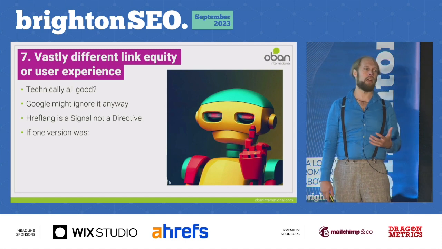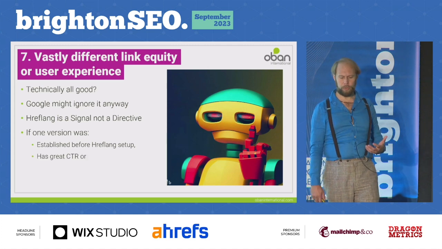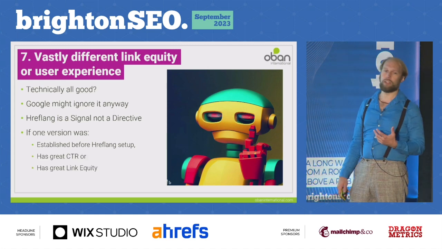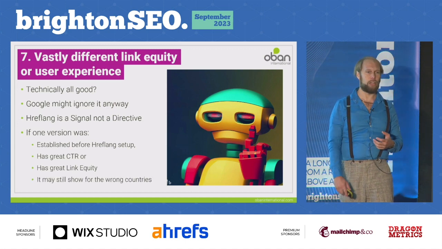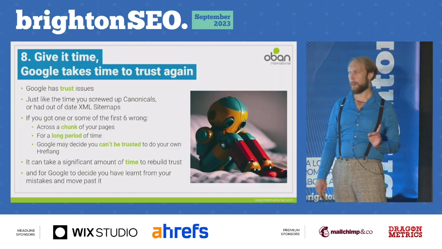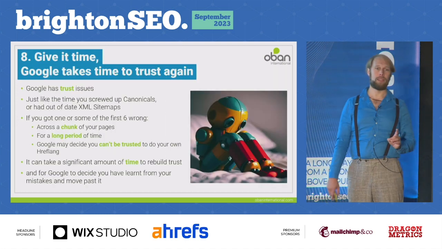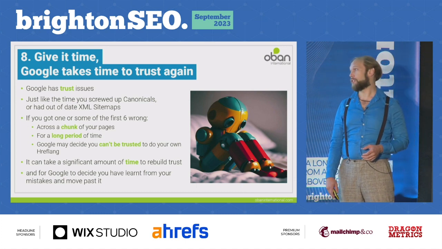And so if you had one version that maybe has been established for a long time before you got your hreflang set up, has a great click-through rate, has great link equity, in that case, Google might just carry on ignoring your tags. But more likely what's happening is that you need to give Google time because Google does have some trust issues, I'm afraid.